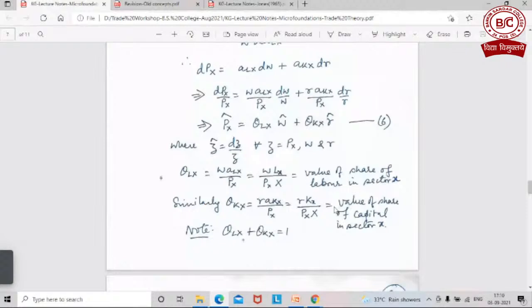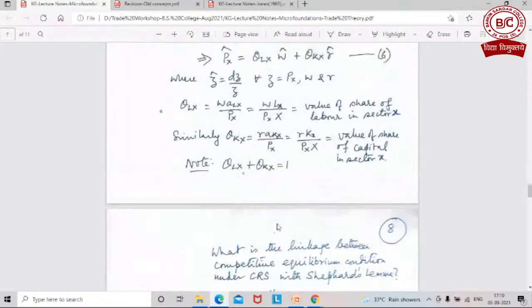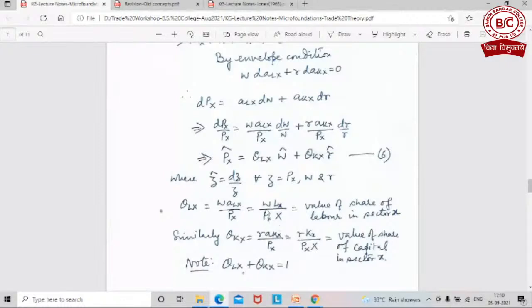There are a few things which need to be noted. That is, theta lx plus theta kx is equal to 1. How can you say that theta lx plus theta kx is equal to 1? That I can show easily. Just see here, theta lx plus theta kx means what? w lx by px x plus r kx by px x. If you add these two, in the numerator we have w lx plus r kx, that is total cost. And in the denominator we have px x, which is total revenue. So total revenue equals total cost, which means it's equal to 1. You got my point, everybody? Yes, sir.